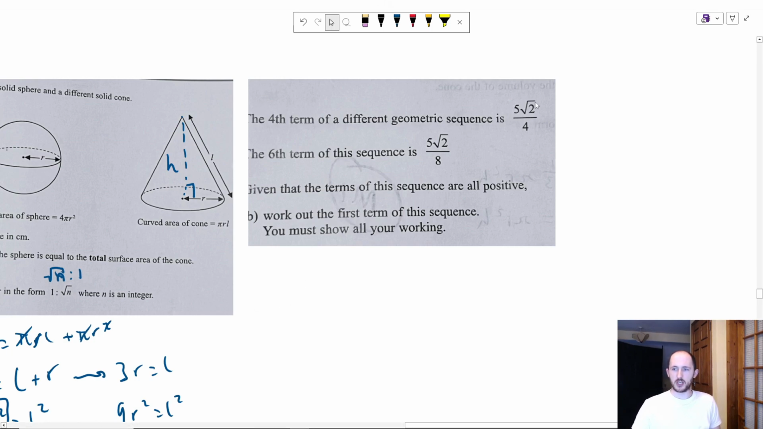So we have geometric sequences, and we need to work out the first term of this sequence. Now, the way I do geometric sequences, it's not technically on your spec, and you use it a lot more in sixth form, but basically I use this equation here. Some of you may have seen it, some of you haven't.